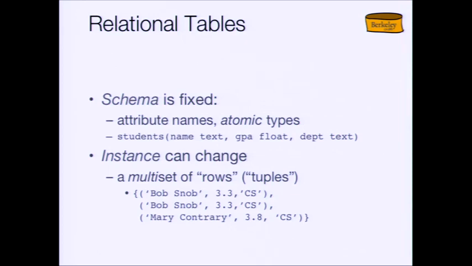And it's a multi-set, which means you can have duplicate rows. So you can see here that Bob Snob with GPA 3.3 in the CS department appears twice. And as far as SQL semantics are concerned, those are two independent rows. They're different. They have unique identity. We have to remember that there's two of them. They're indistinguishable, there's really no difference between them, but there are two of them. When we count things up, for example, we'll count that as two. So it's a multi-set, not just a set of these rows. And every row has to fit the schema. Any questions so far?